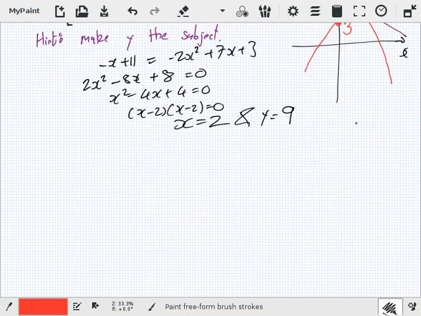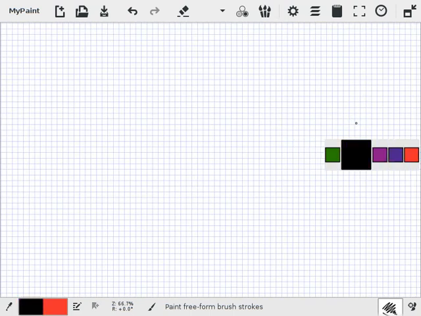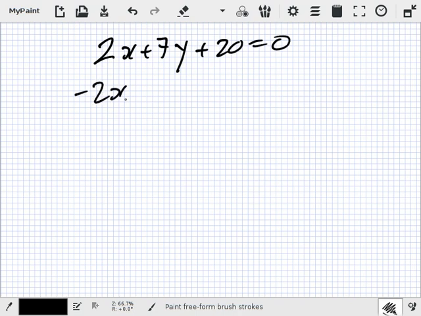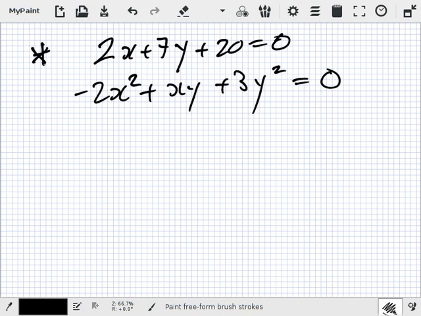Okay. Right, another example to do. A little bit different now. 2x plus 7y plus 20 equals 0. Minus 2x squared plus xy plus 3y squared equals 0. Yeah, this one's a little bit different, but it's the same idea. I still need to make y the subject.